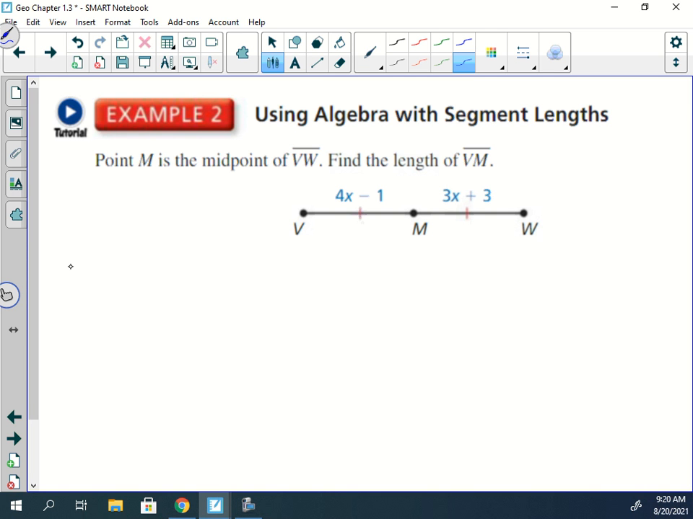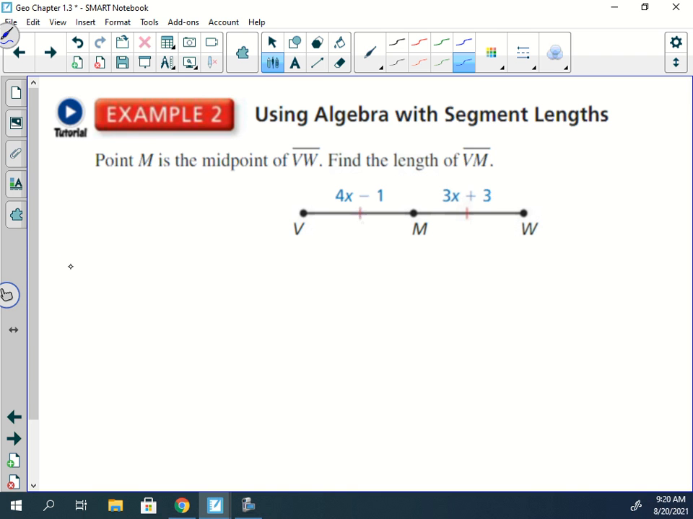Equals. We're setting two things equal to each other. It has an equal sign. It would be an equation. These are expressions. But we can still use what we know about midpoints to actually solve this. Because if, as it says, point M is the midpoint of line segment VW, find the length of VM.